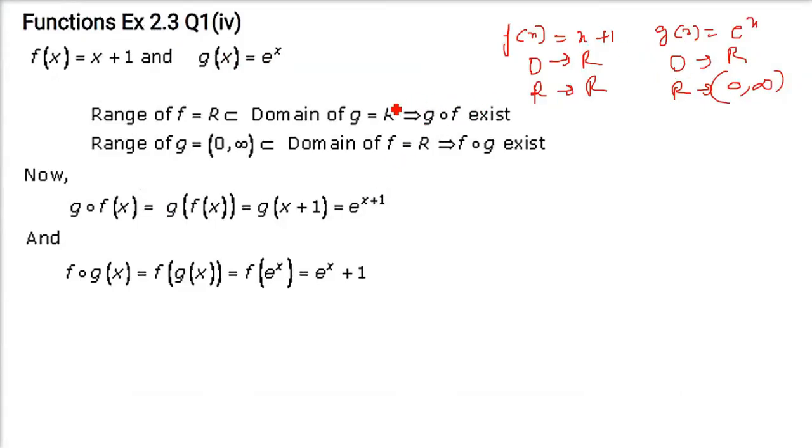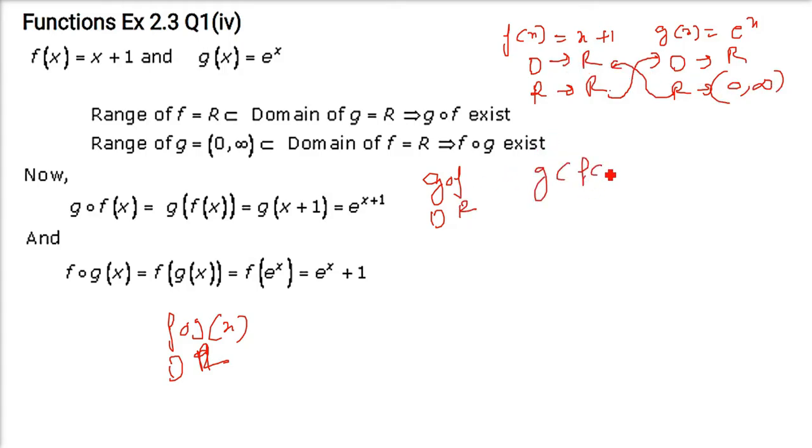Now see here, if gof is possible, the range of f should be a subset of the domain of g. So R is a subset of R, because the range of f is R and the domain of g is R, the real numbers. Now coming to fog, f of g of x. The range of g should be a subset of the domain of f. 0 to infinity is a subset of R.